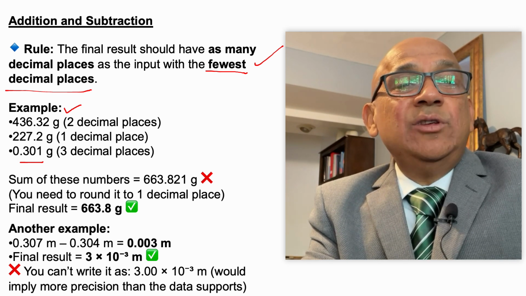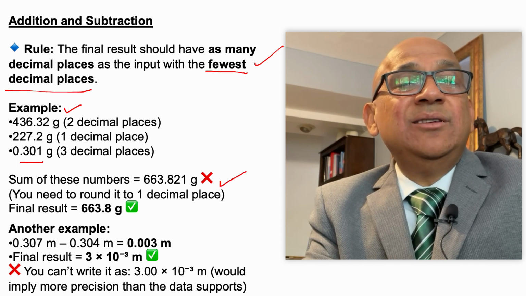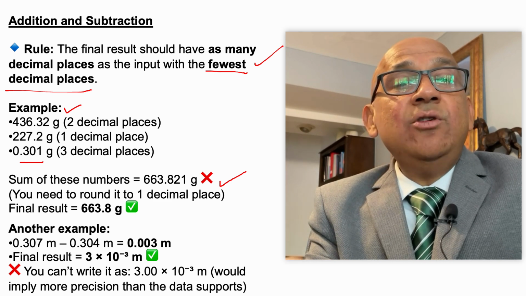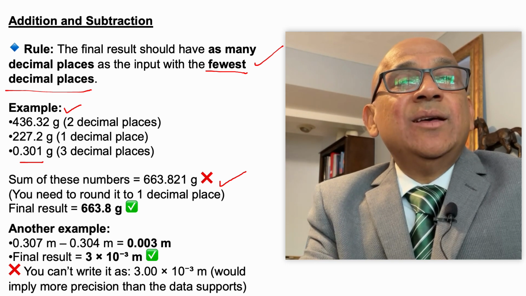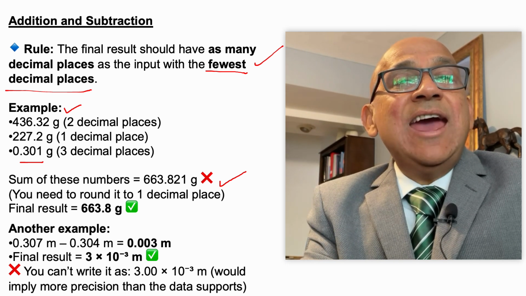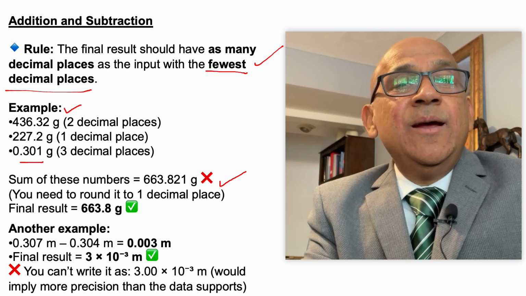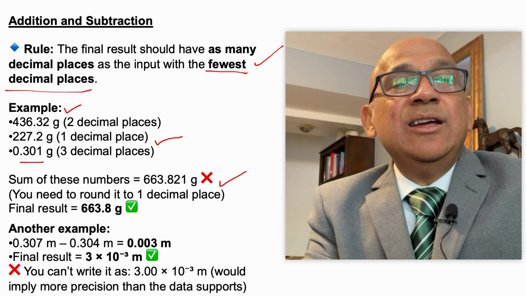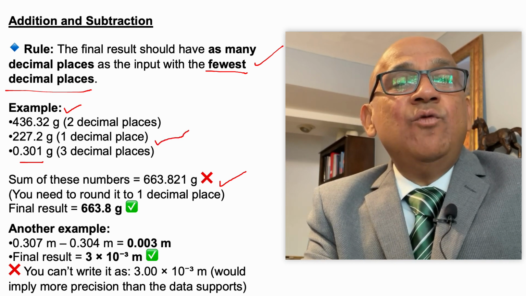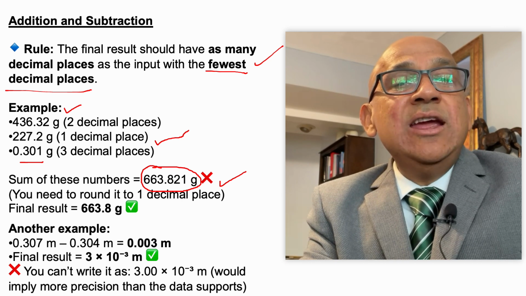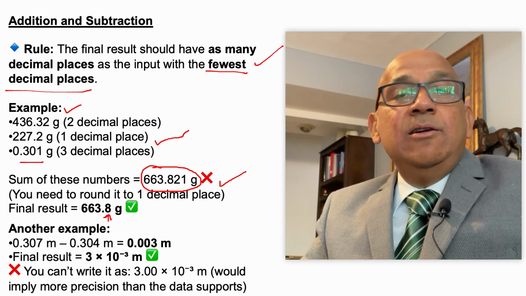Then if you use a simple calculator, you will get the sum as 663.821 gram. But this will be the wrong way of writing your result, because the final result should have as many decimal places as the input with the fewest decimal places, and the fewest decimal places are in this case 227.2, with only 1 decimal place. So, it is not right to write your result with so many numbers after the decimal. You should write only till 1 decimal place. So, it will be 663.8 gram.